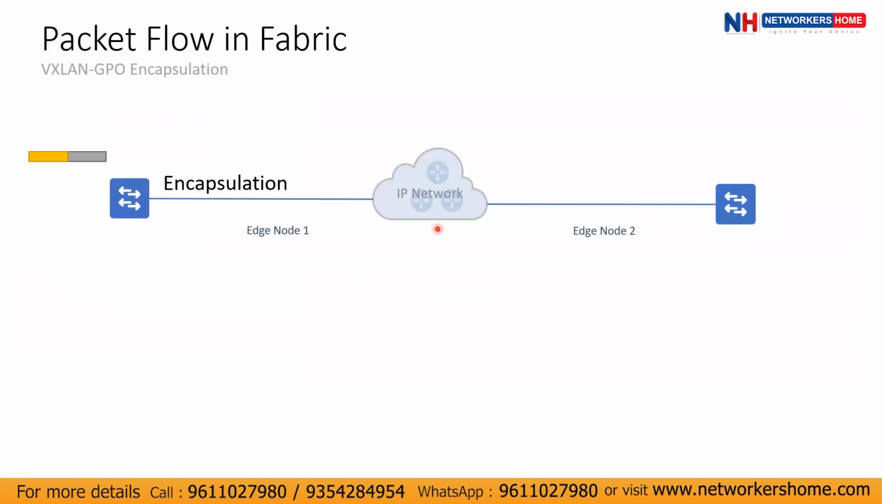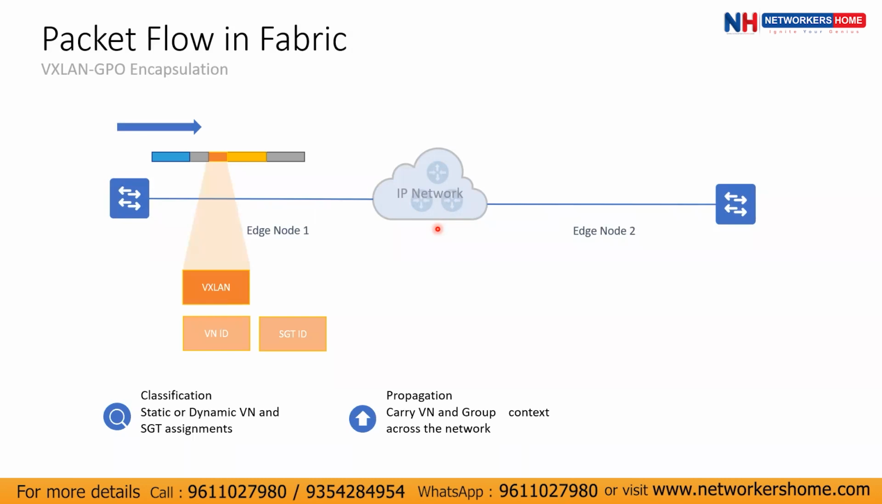Now, how would the traffic flow look? As I told, this is just encapsulation and decapsulation, nothing more than that. So on edge 1, your packet is going, it has all the information: where is my RLOC, where is my endpoint connected? So it will try to create the VXLAN tunnel from edge node 1 to edge node 2. In that VXLAN, it will first classify the specific VNID and scalable group tags. So how does it do that?